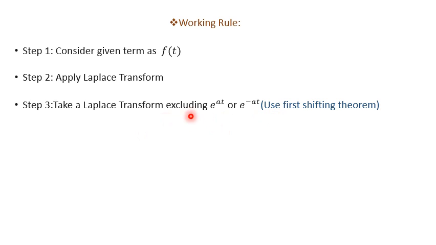So the meaning of this step 3 is, you have to take the Laplace transformation removing the exponential function. Then you will get here F(s). Step 4, whatever F(s) you get in step 3, you have to replace each s by s minus a or s plus a. So this is the working rule for first shifting theorem.